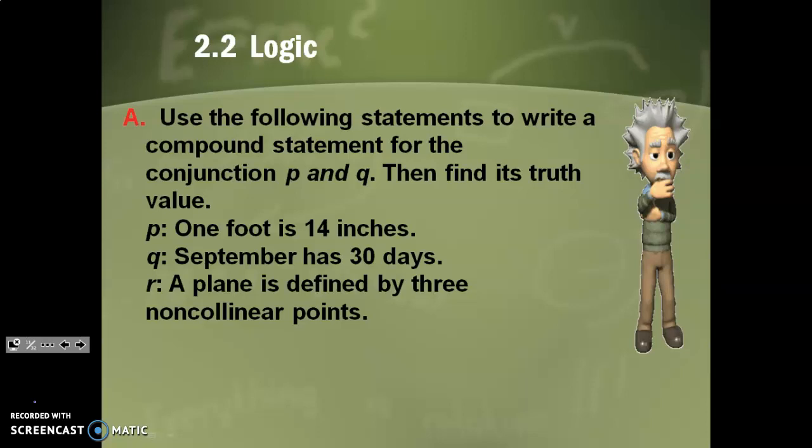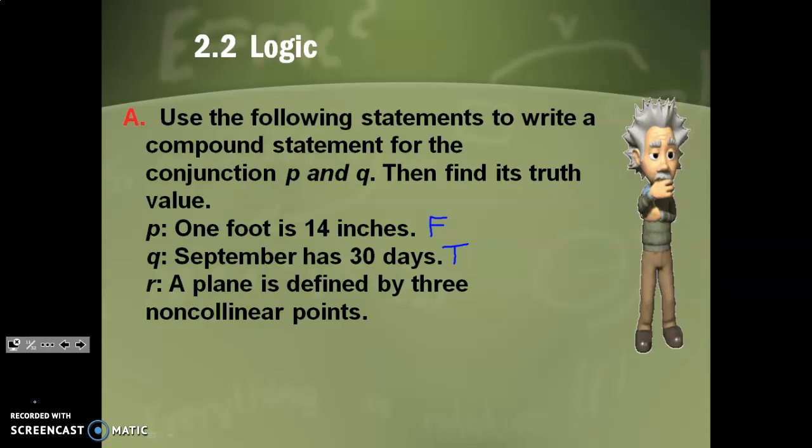For P and Q, we'd read it as 1 foot is 14 inches and September has 30 days. So there's the whole statement, the compound statement, and what we want to do is figure out what the truth value of each one is. So what is the truth value of P? 1 foot has 14 inches. Well, that is a false statement. And September has 30 days. September does have 30 days, so we will call that a true statement.